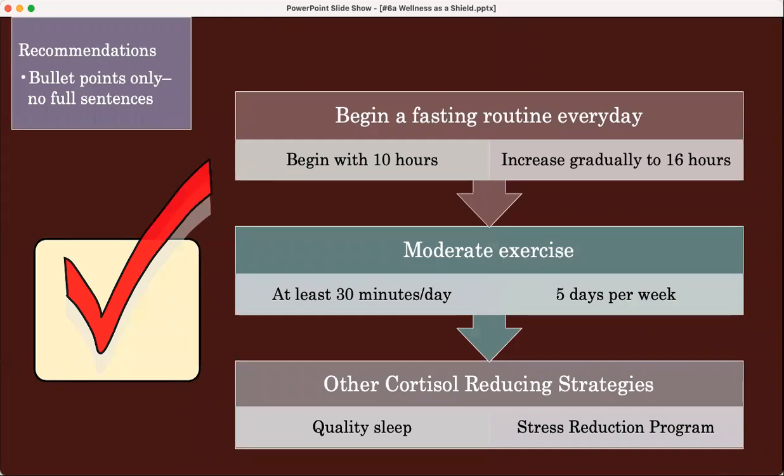So the recommendations based on the scientific evidence that I presented: I would recommend a fasting routine every day. It's very difficult to go from eating up until 10 or 11 o'clock at night to fasting 16 hours a day. But it's not too bad to start with 10 hours a day and gradually increase. Go for moderate exercise, at least 30 minutes a day, 5 days a week. And then look at your other cortisol reducing strategies that include quality sleep and a stress reduction program.